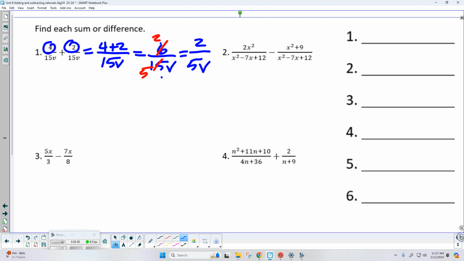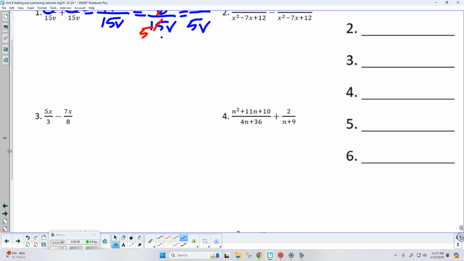Now, the only difference between number 1 and number 3, we can't immediately combine them because they don't have a common denominator. Okay, so in this case, they don't have any variables. I would just say the common denominator is 24. How did I get that? Yeah, 3 times 8. We're just looking for the first number that both 8 and 3 will evenly divide into.